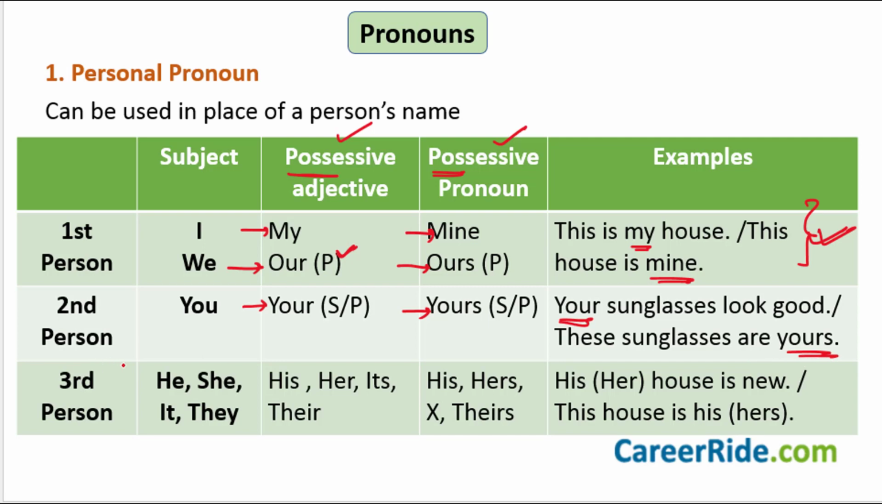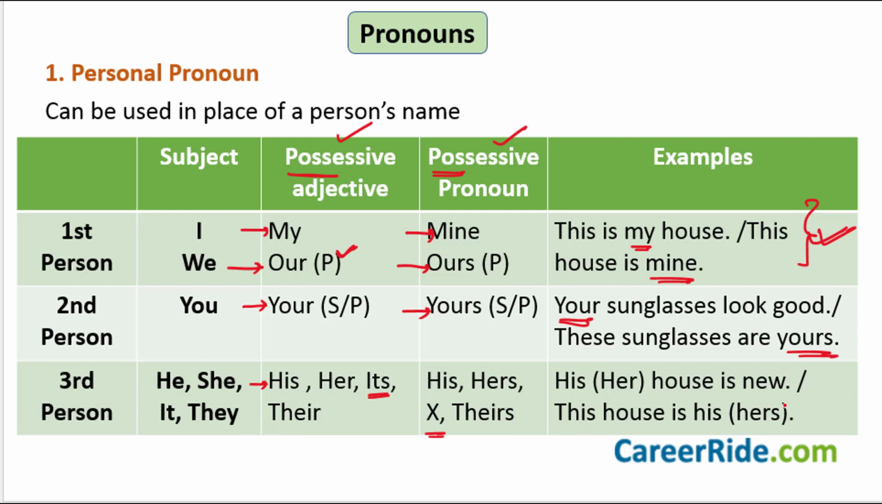For the third person, he, she, it, they, these are the subjects. When you try to convert them into possessive adjectives, he forms his, she, her, it becomes its. Pay attention here. It becomes its. They become their, right? But when you try to form possessive pronouns, they become his, hers, its. It doesn't have a possessive pronoun, okay? And they forms theirs.